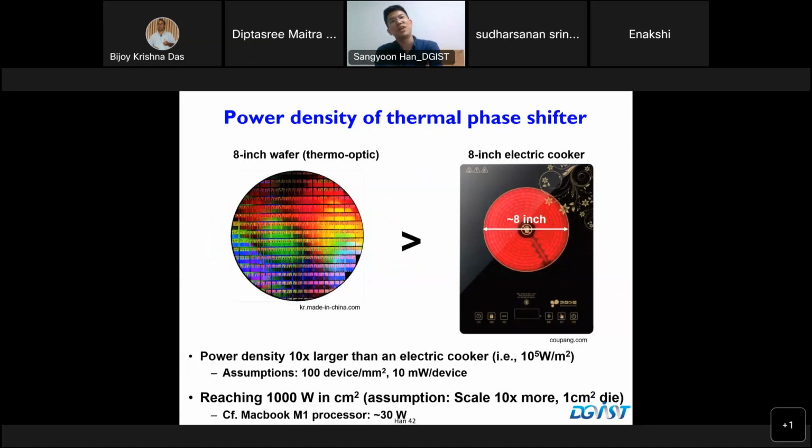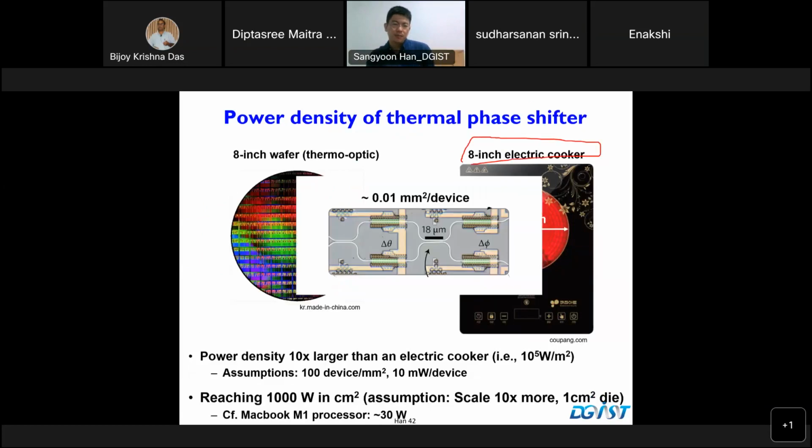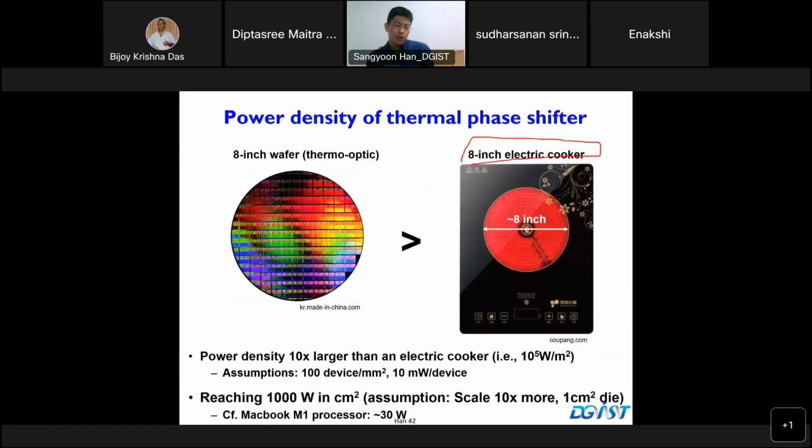So let me show you a funny picture here. As I mentioned, phase shifters based on thermal tuning consume at least 10 milliwatt per phase shifter. This power density is actually larger than the electric cooker you use in your kitchen. If you use the thermal phase shifter, the power density is roughly 1000 watt per centimeter squared. So this is even harder than your electric cooker. So you cannot really scale them.